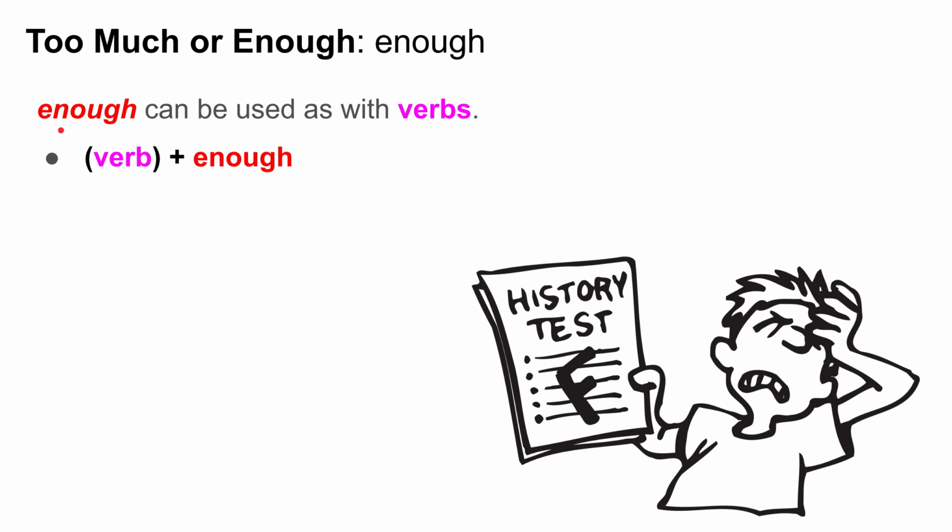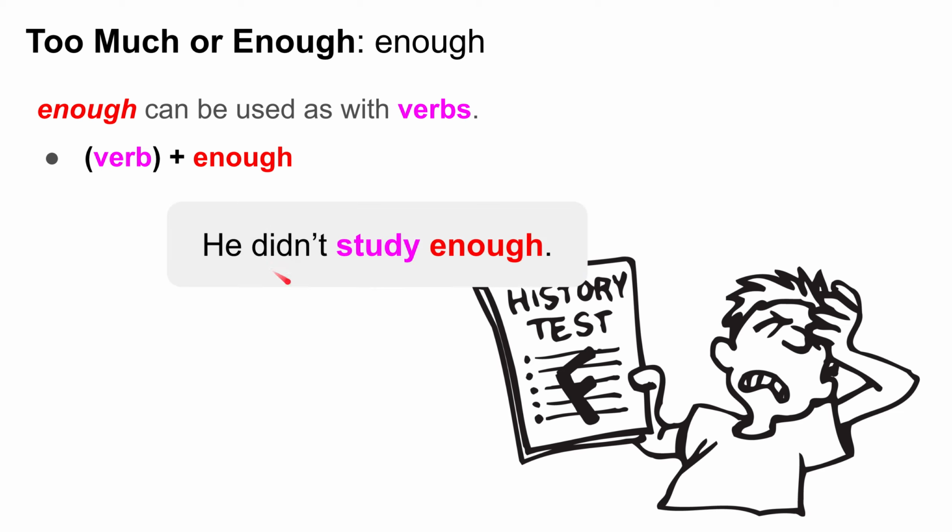Okay, next, enough can also be used with verbs. Look at this boy. He got a bad score on his history test. He didn't study enough, we can say. Okay, he didn't study enough. And as you can see, the verb comes before enough. Study enough. So verb plus enough. Okay, that concludes this. I'm going to do a quick summary.